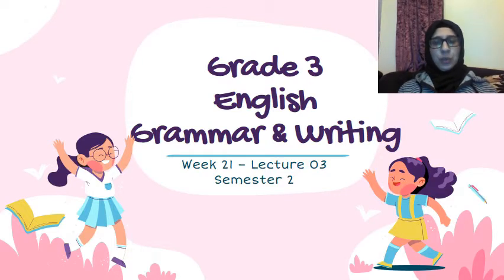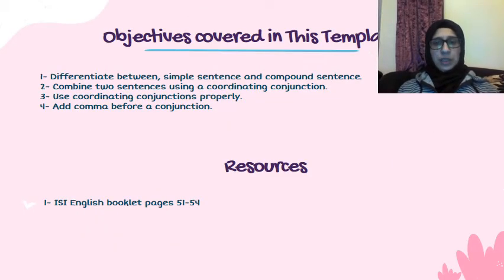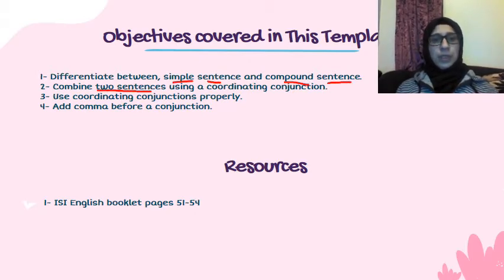In this lecture, we're going to talk about grammar and writing. This is week 21, lecture number 3 of semester 2. What are the objectives covered in this lecture? We have to, number one, differentiate between simple sentence and compound sentence. Combine two sentences using a coordinating conjunction. Use coordinating conjunctions properly and add a comma before a conjunction.